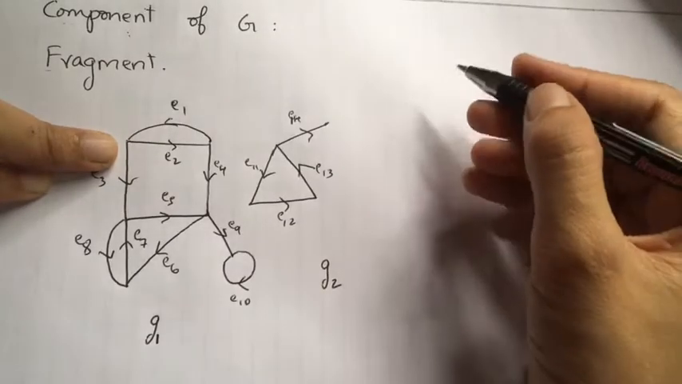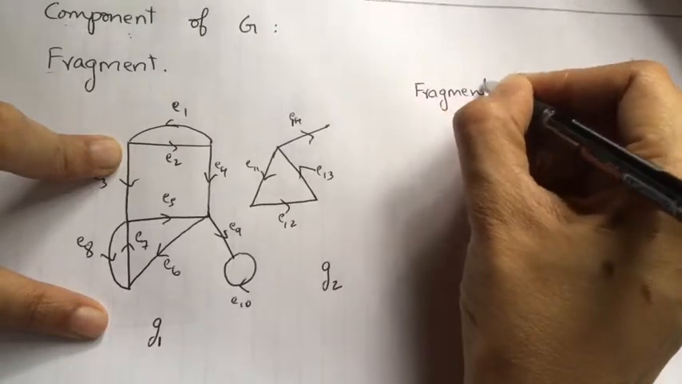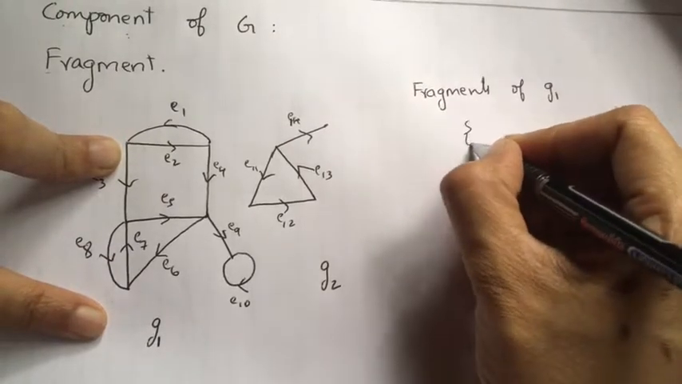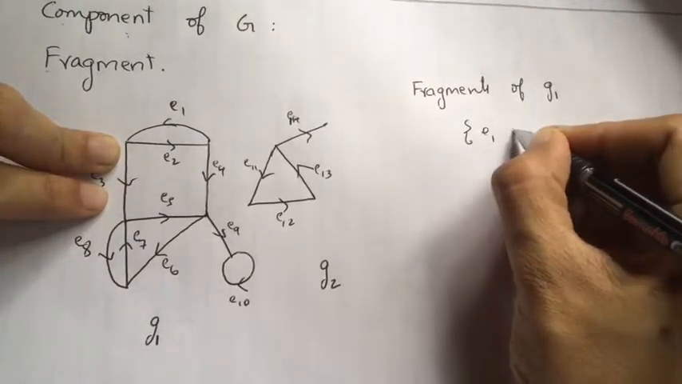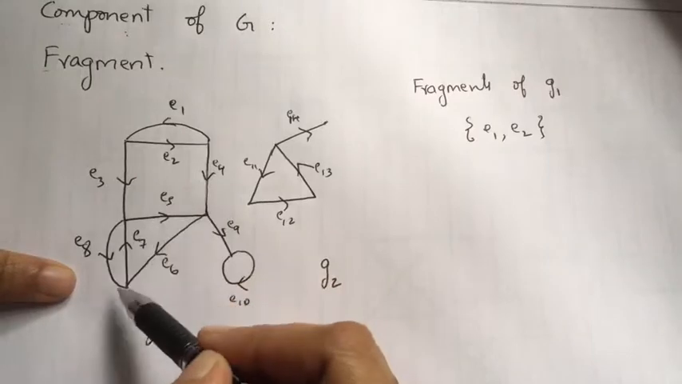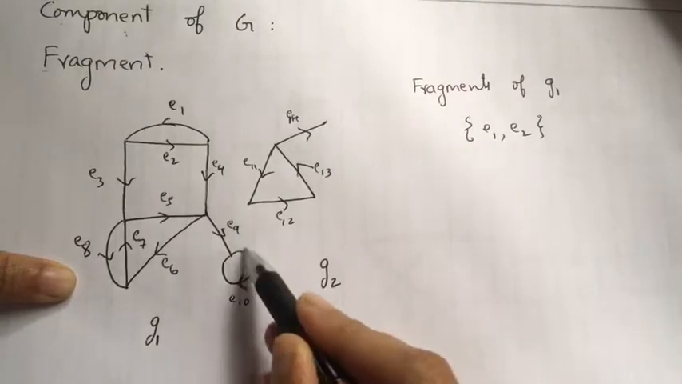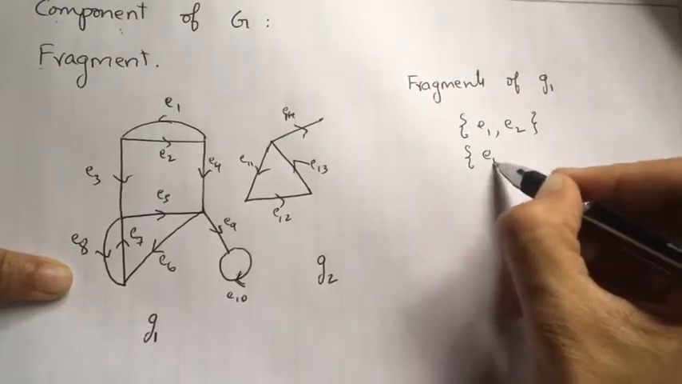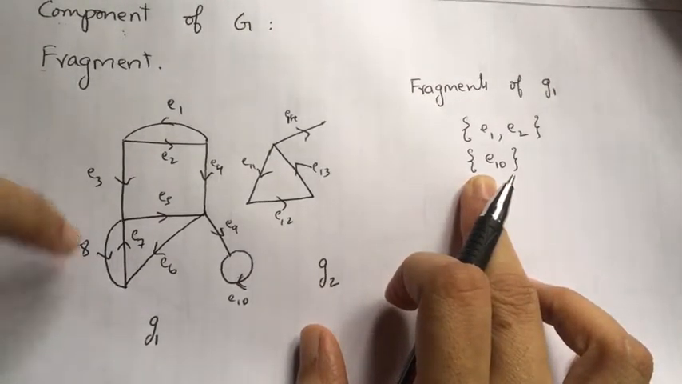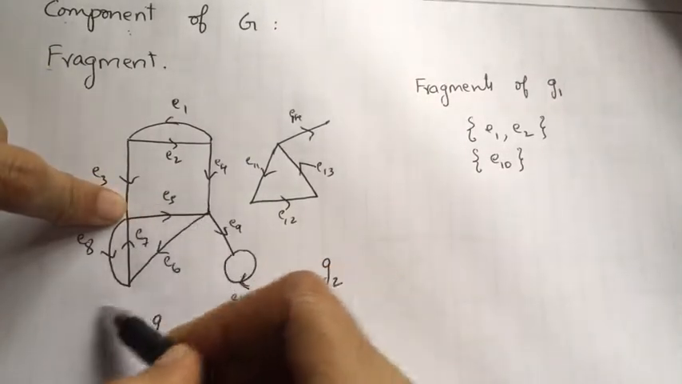So fragments of G1, that is, one is E1 and E2. Another thing is, if I consider this self loop, this is also strongly connected, therefore a strongly connected subgraph. Then E5, E6, E7, E8. This is also strongly connected.